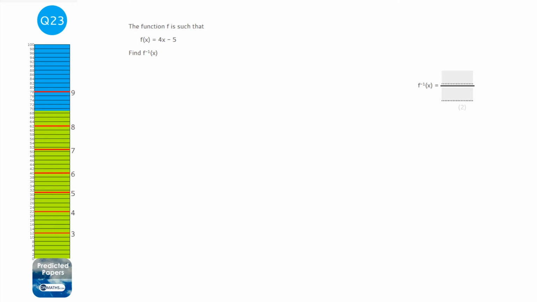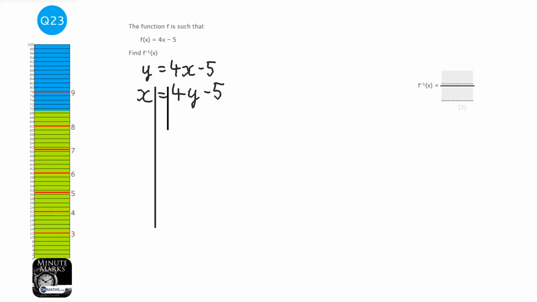If we rewrite the function as y equals 4x minus 5, to find the inverse of it, we just literally swap the y and the x around. So x goes here and y goes here. Then the task is to try and get the y equals. Try and make y the subject.